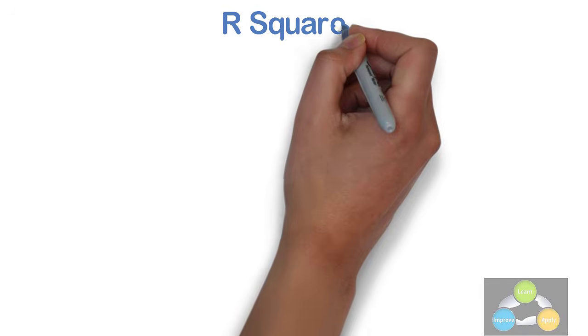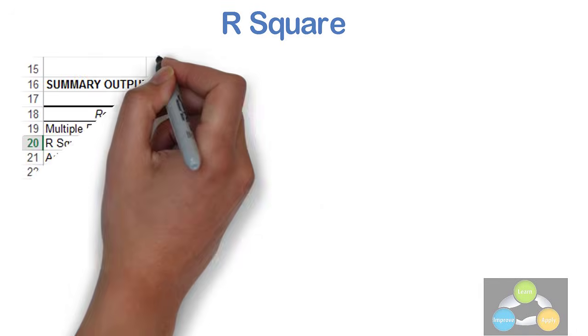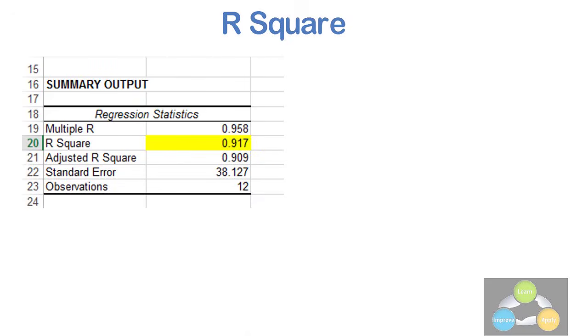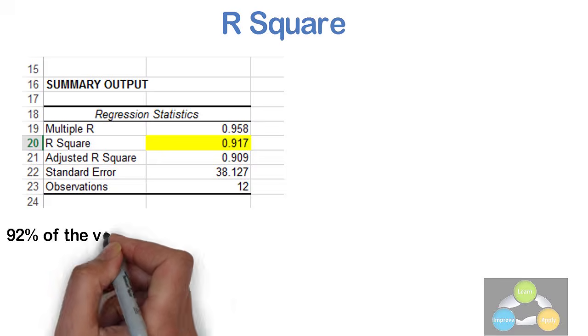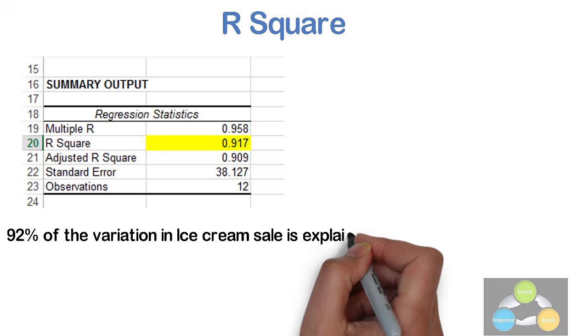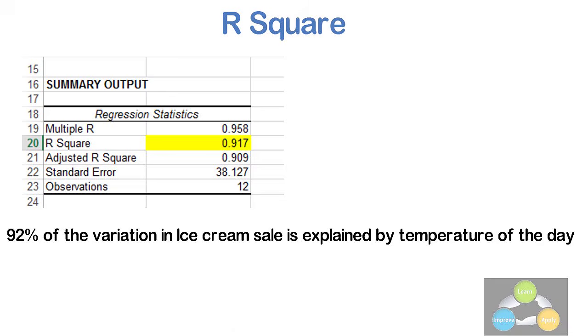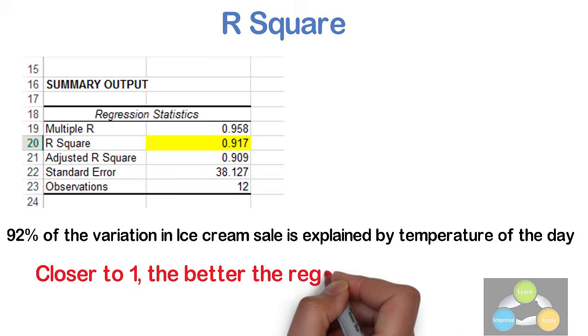R square. R square equals 0.917, which is a very good fit. 92% of the variation in ice cream sale is explained by the temperature of the day. The closer to 1, the better the regression line fits the data.